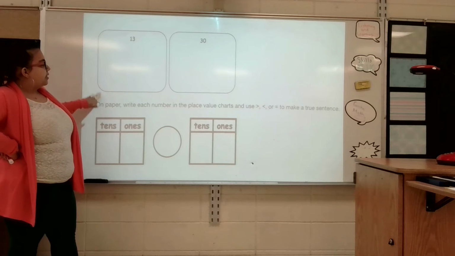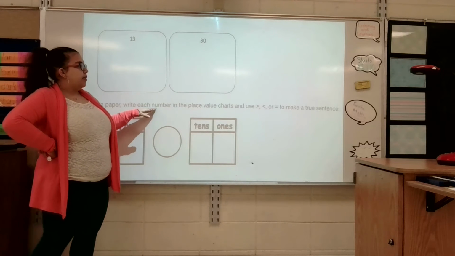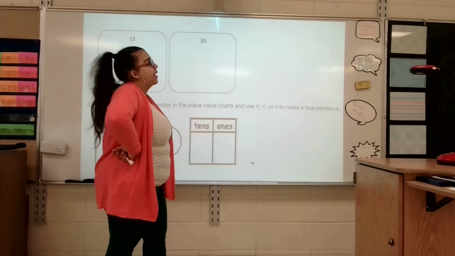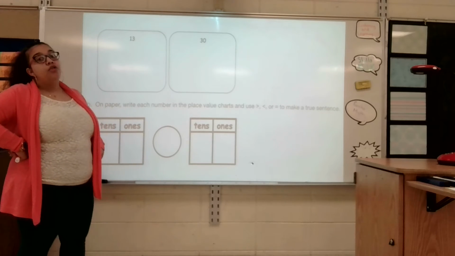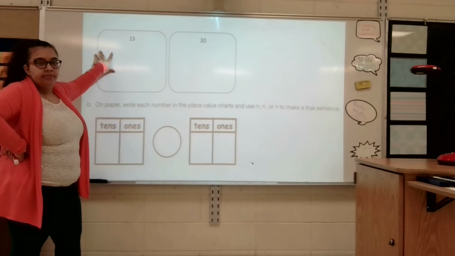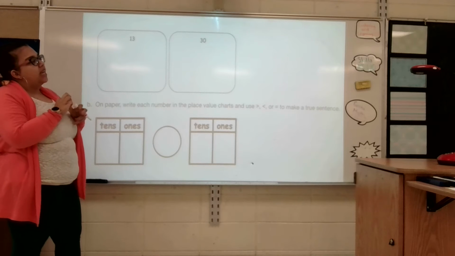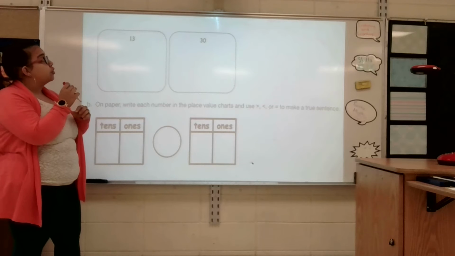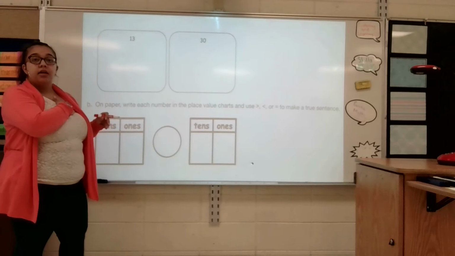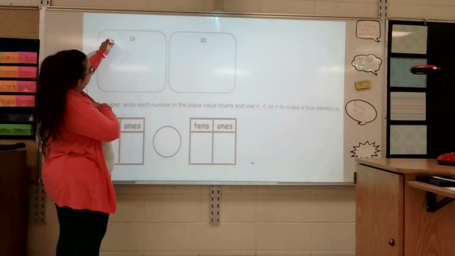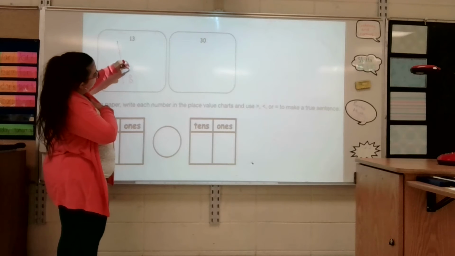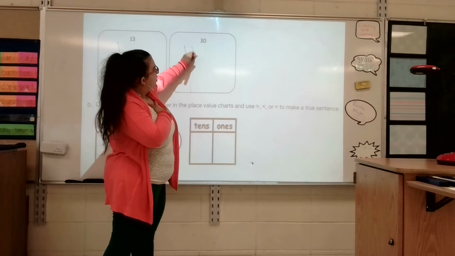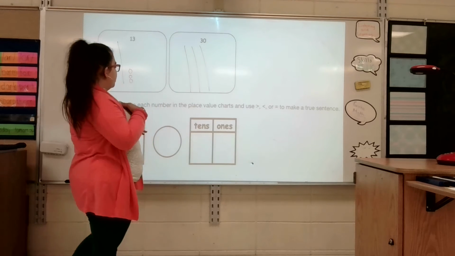So first what we're going to do, it says on paper, write each number in the place value charts using greater than, less than, or equal to make a true sentence. Well, what we're also going to do on a piece of paper, what can we always do? Draw a picture. Even if the book does not provide you space, you can get additional paper and draw a picture. Let's draw the number 13, 1 ten and 3 ones. Good. Let's draw the number 30. 3 tens and 0 ones.